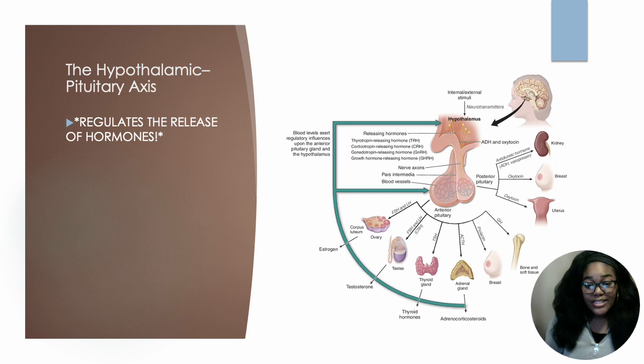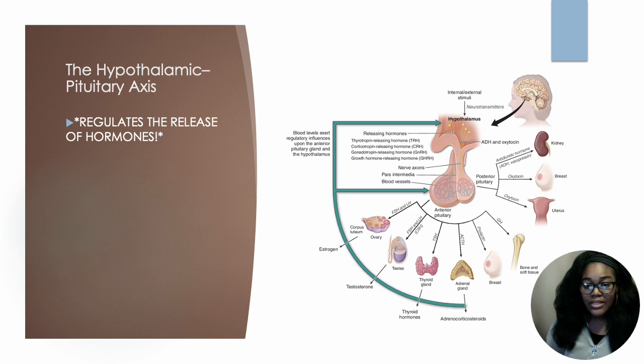The first thing we need to know is that the hypothalamic pituitary axis regulates the release of hormones. So this is where a majority of our hormones are stimulated from. And as this picture shows, it works on different organs and areas of the body. So we have hormones that go to our kidneys, that go to our breast and uterus. We have hormones that go to our bones and the thyroid gland, testes, ovaries, all kinds of areas within the body. This is heavily regulated by the hypothalamic pituitary axis.